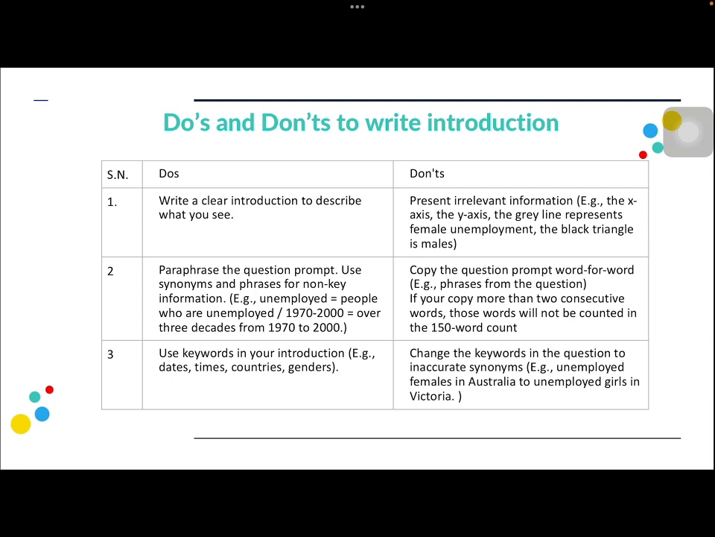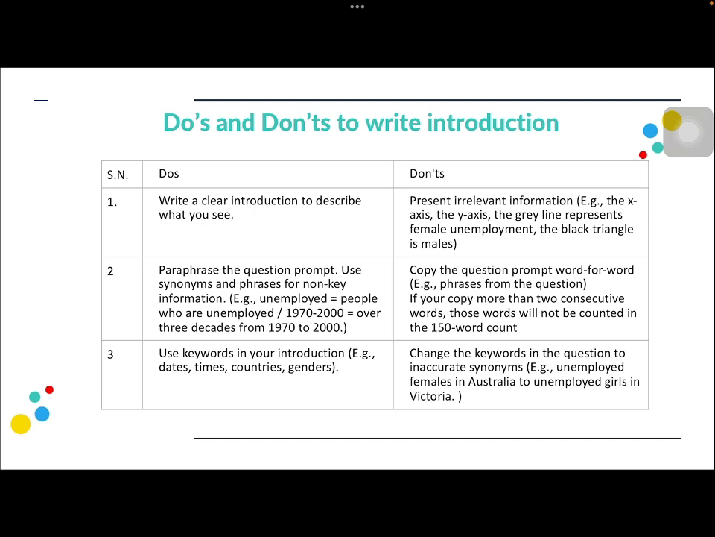Paraphrase the question prompt, meaning do not use the exact keywords, do not use the exact language or phrasing that has been used in the question. You don't have to completely change the major keywords of the question, but try to change active to passive, or convert noun form to verb form, right? There are a few ways of paraphrasing the question, so you should be able to do that.